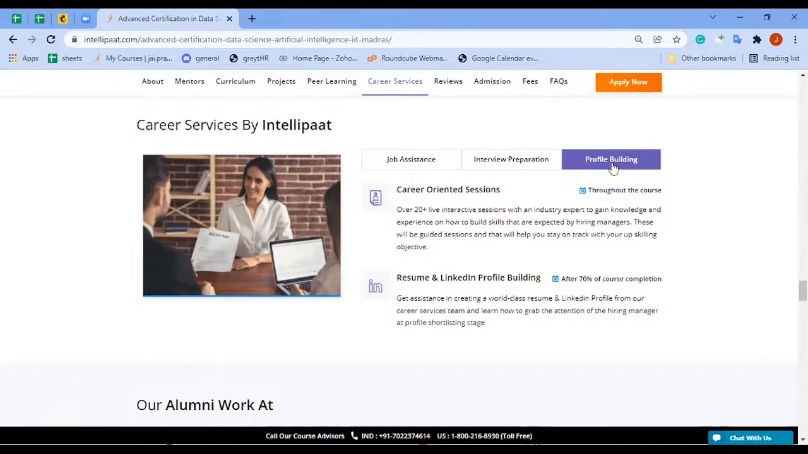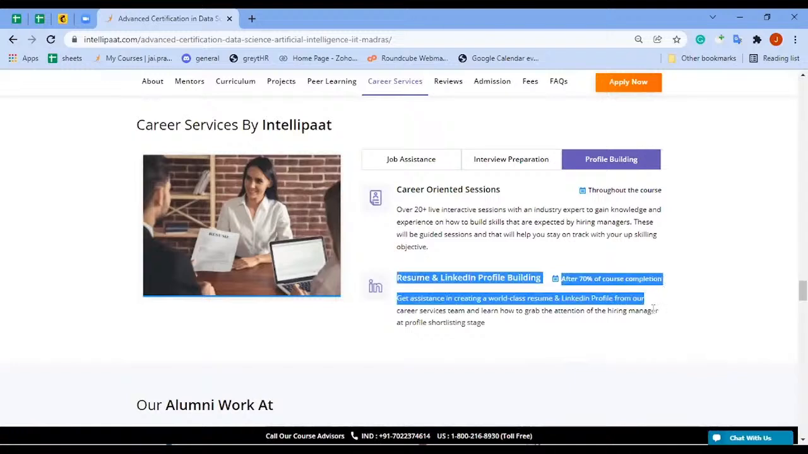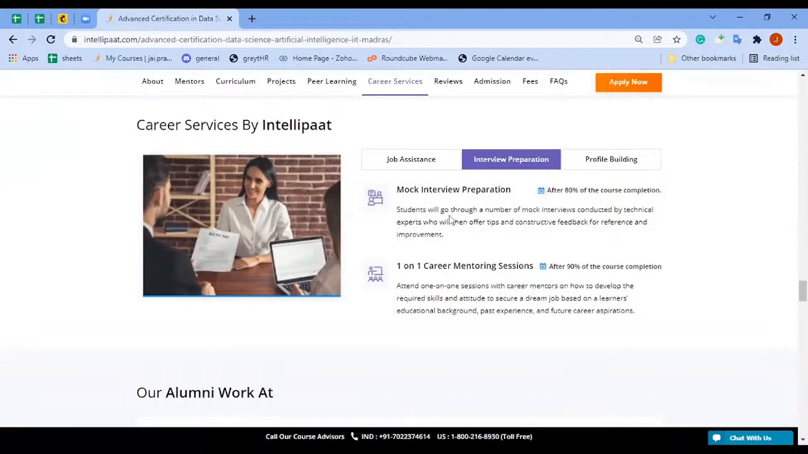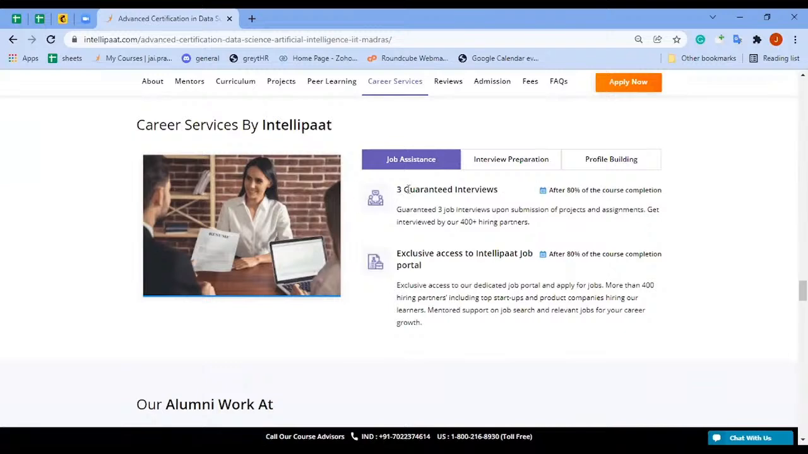So you see on the profile building section of career services, we mentioned that the resume and LinkedIn profile building is after 70% of the course completion. Then there is a mock interview after 80% of the course completion. There will also be a one-on-one career mentoring session after 90% of the course completion. Then there is job assistance, in which you get the guaranteed interviews after 80% of the course completion. Plus you get exclusive access to the Intellipaat job portal, which also happens after 80% of the course completion.